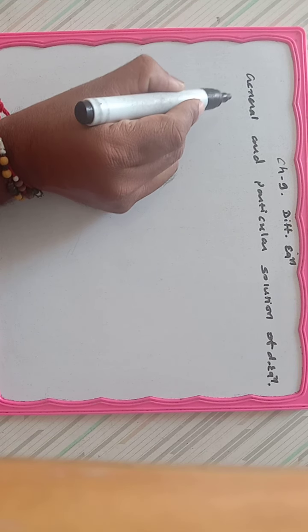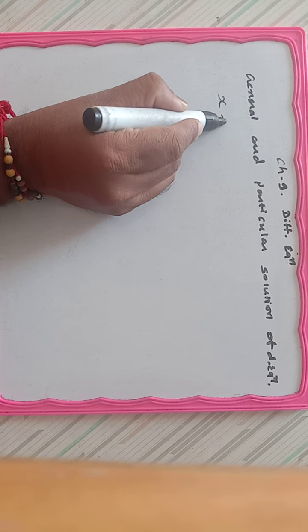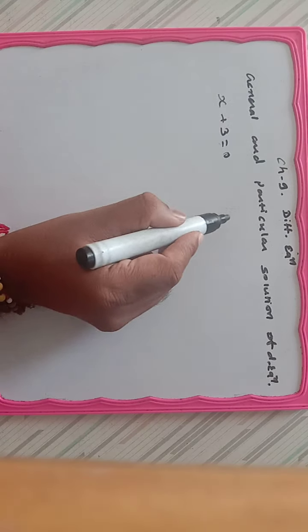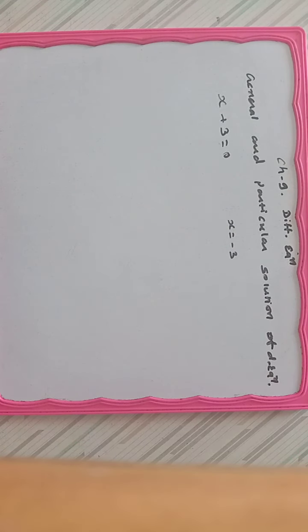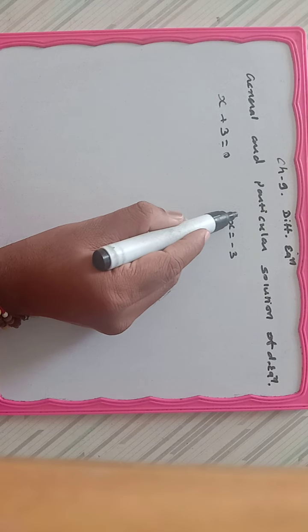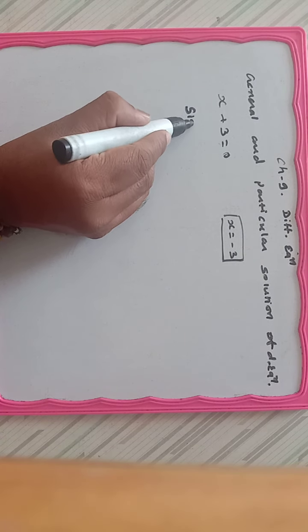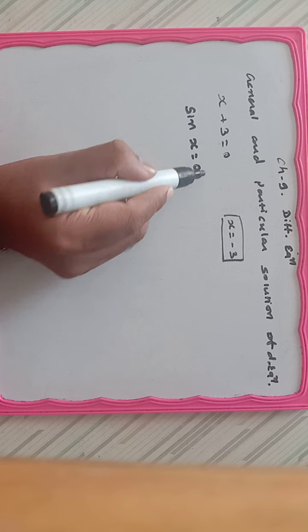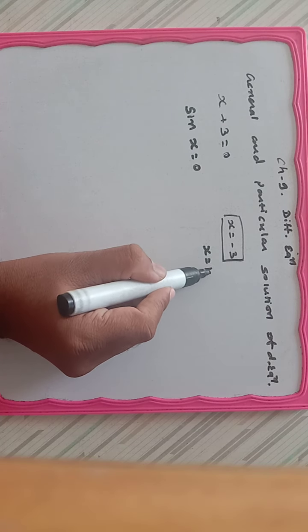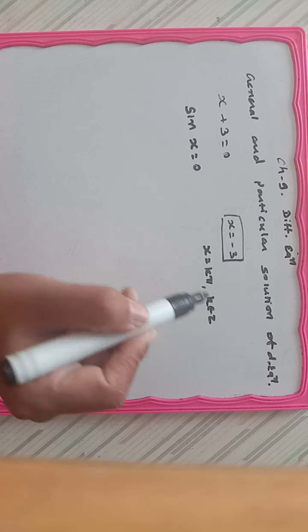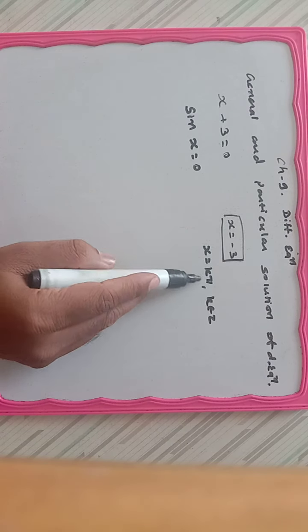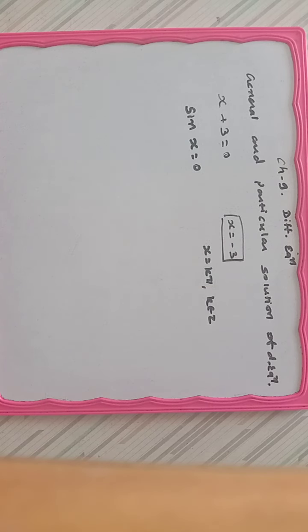So we know that if the equation x plus 3 equals 0 is given, then x equals minus 3. We substitute, and because it satisfies the equation, x equals minus 3 is a real number which satisfies the equation. So we say that minus 3 is the solution of this equation. In the same way, it is given that sin x equals 0. Then we take x equals k pi, k belongs to Z. Then k pi is called the solution of this equation.